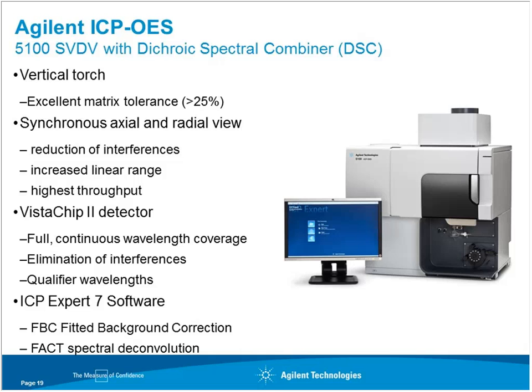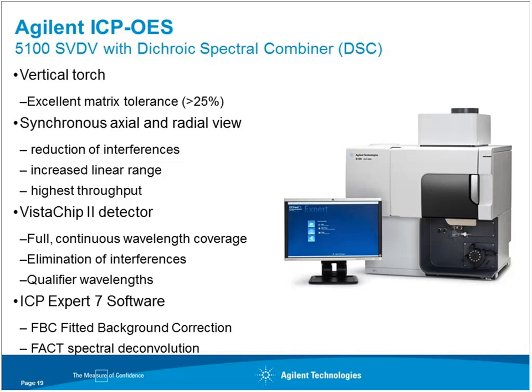But even with that vertical torch and excellent matrix tolerance, we can actually look at the axial view as well as the radial view at the same time. So we can maintain the detection limits at the same time as extending the linear range. We did bring forward with some changes the Vista Chip 2 detector, which has full continuous wavelength coverage, which helps us get around potential interferences in drug products.